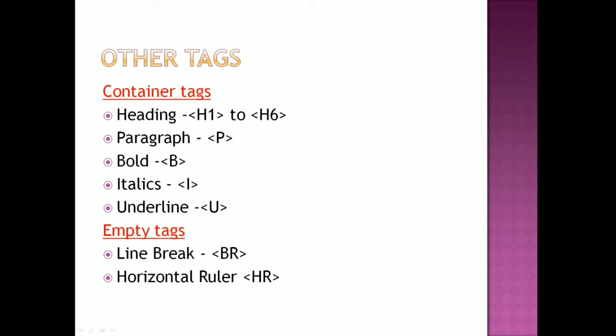And also in this chapter, we have studied some container tags and empty tags. And the container tags are heading tag, paragraph tag, bold tag, italics tag and underline tag. The heading tag can be used to define various levels of heading. So we can use 6 levels of headings by using the tag names H1, H2, H3, H4, H5 and H6. H1 is the highest level of heading and H6 is the least level of heading.